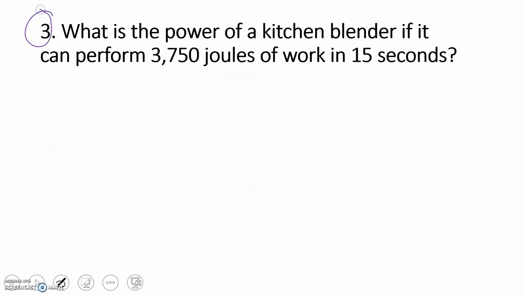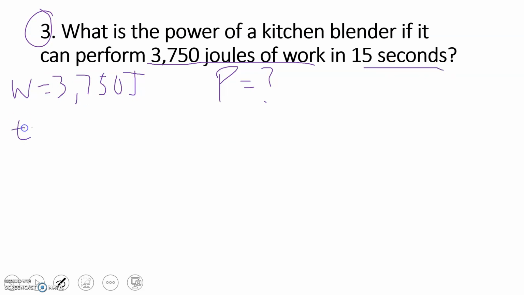Alright, let's look at number 3. So what is the power of a kitchen blender? We're looking for power. If it can perform 3,750 joules of work, so we know our work is 3,750 joules in 15 seconds. So our time is 15 seconds. So this one, it actually tells us how much work is being done. So we can use our original equation.